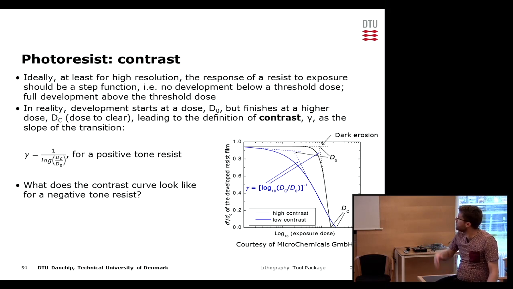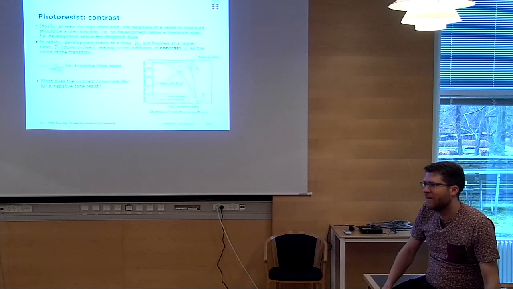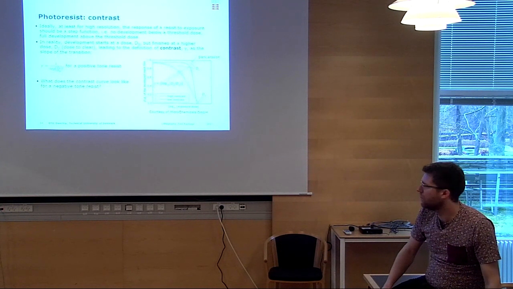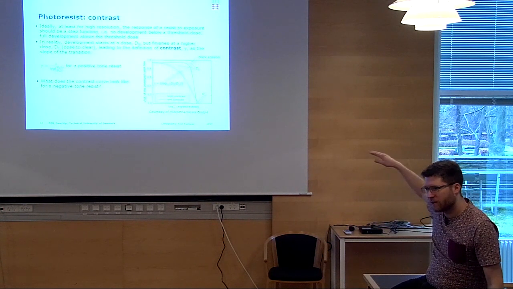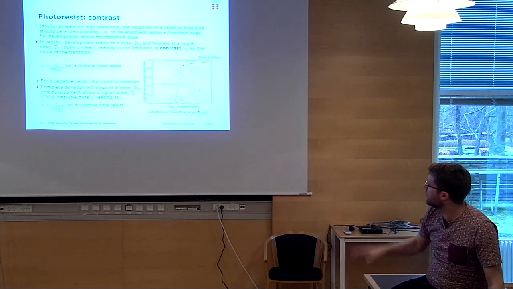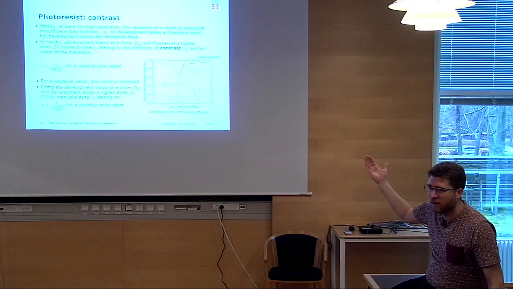So the question now is, what would this contrast curve look like for a negative tone resist? So do you have any thoughts on that? It would be like an upward slope. Yeah. So the more we expose it, the more will remain. Yeah. So we start with nothing remaining, right? And then it goes up and everything remains. Yeah. So it's just reversed like that, right?